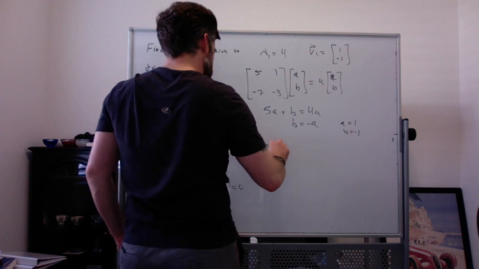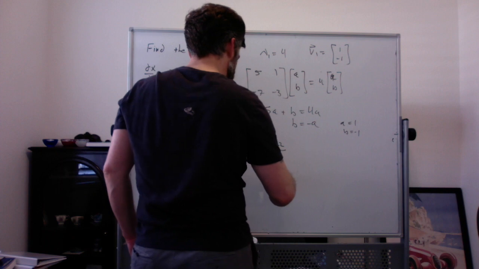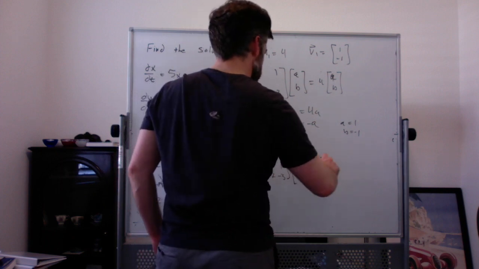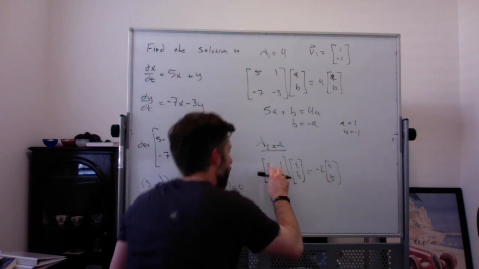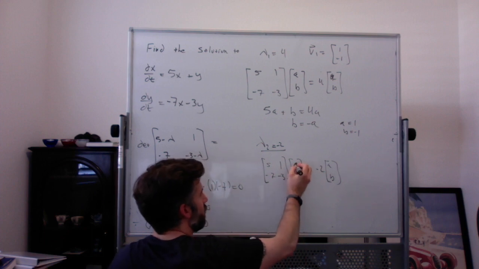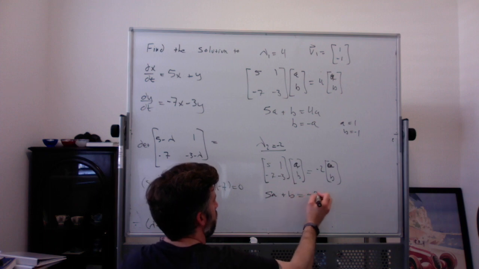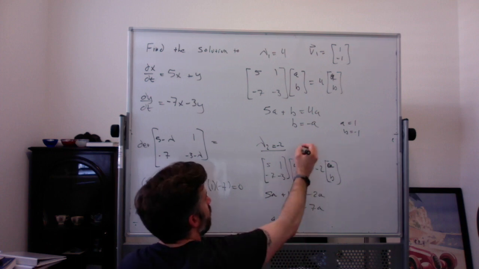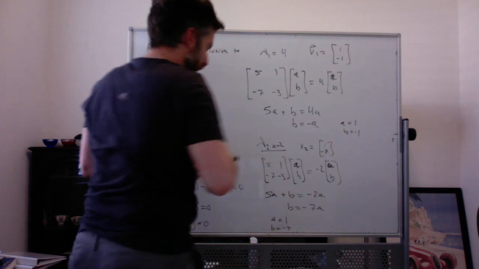For lambda 2 equal to negative 2, same deal. 5, 1, negative 7, negative 3 times a, b equals negative 2 times a, b. Again, using the first equation, 5a plus b equals negative 2a. B equals negative 7a. Let a equal 1, b equal to negative 7. So v2 is 1, negative 7. So those are our eigenvectors.